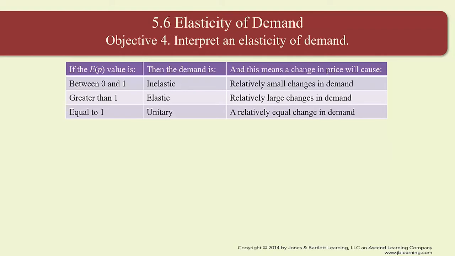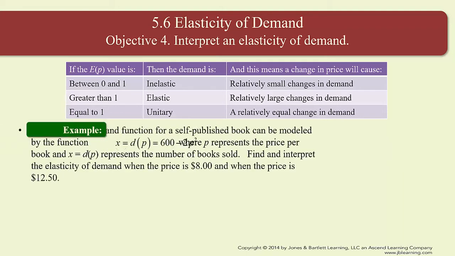Now, if the E of P value is greater than 1, then we say the demand is elastic. And that means that a change in price will cause relatively large changes in demand. If we happen to find that the E of P is equal to 1, then we say the demand is unitary. And that means a change in price will cause a relatively equal change in demand. Later on, we're going to see there's something neat about when E of P is equal to 1.